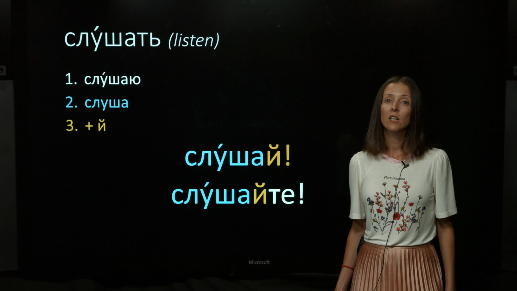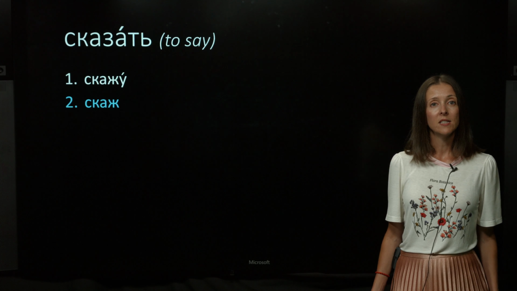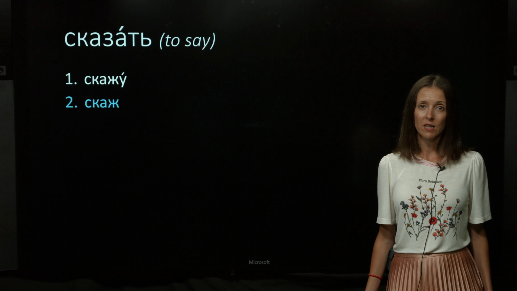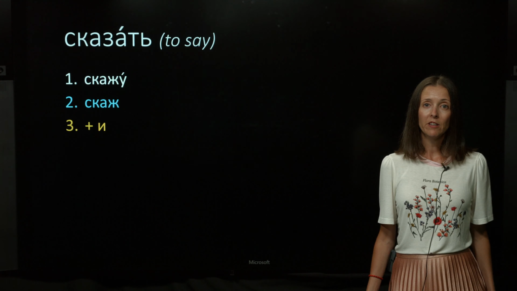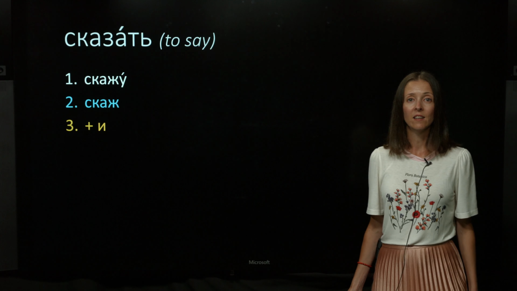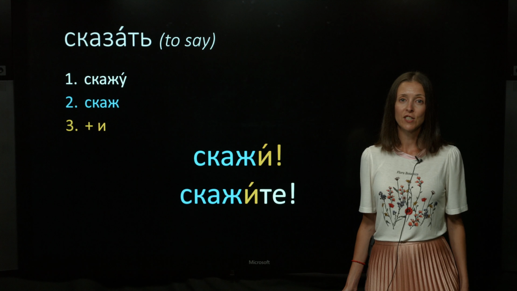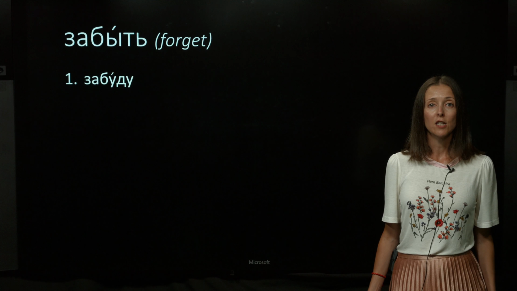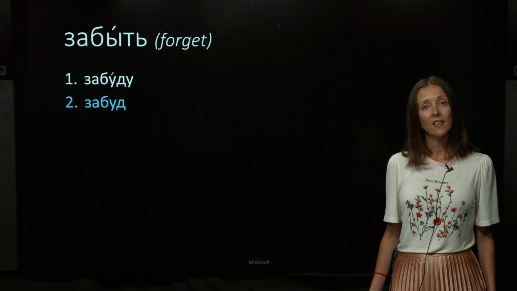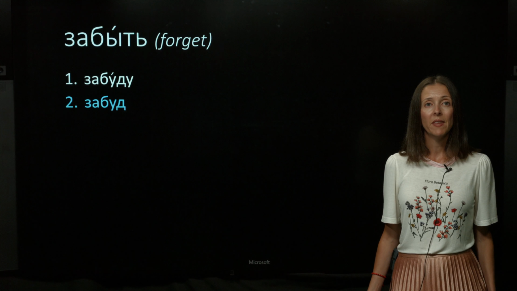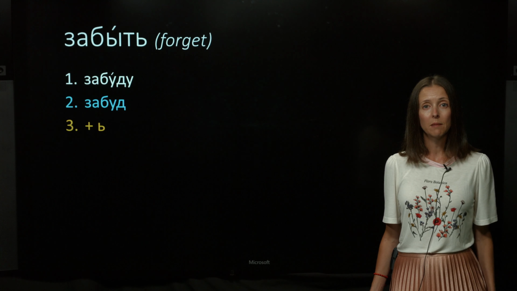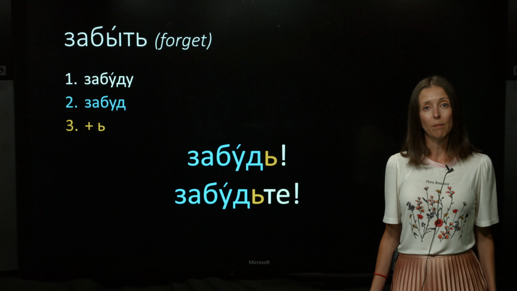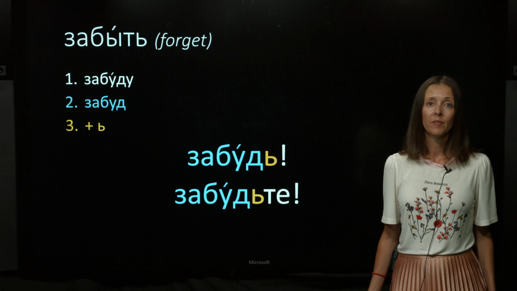Сказать. Я скажу. The stem ends in a consonant and the ending is stressed. Therefore, the imperative will be formed with и. Скажи, скажите. The verb забыть. Я забуду. Once again, the stem ends in a consonant, but the ending is not stressed, so you will simply add the soft sign. Забудь, забудьте.